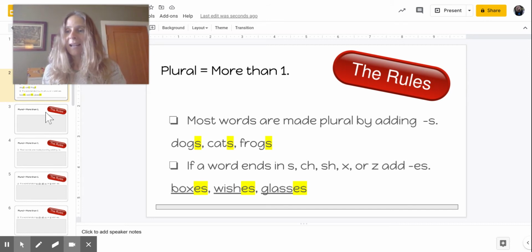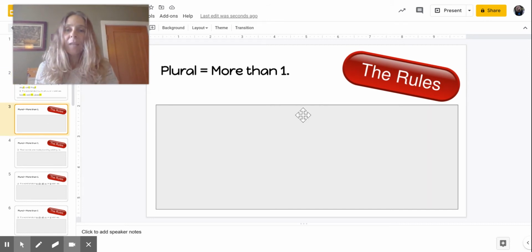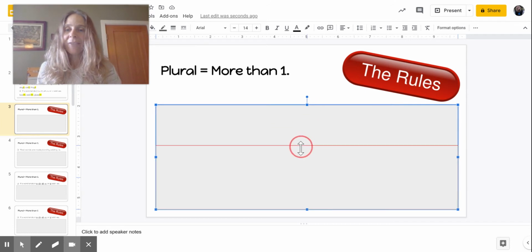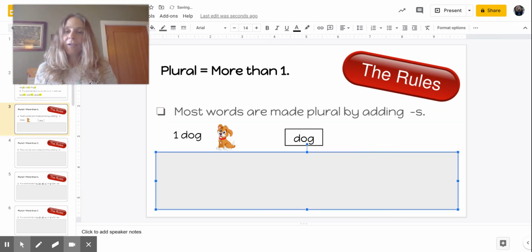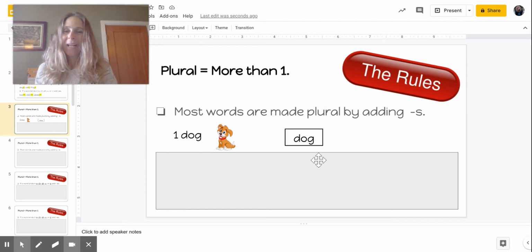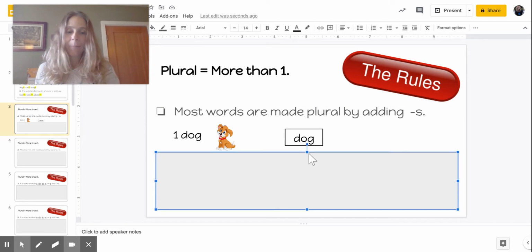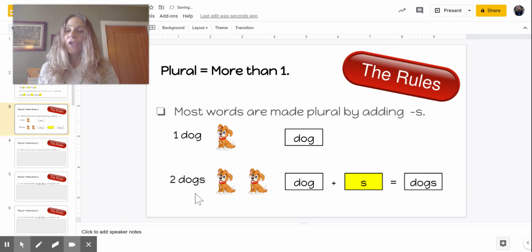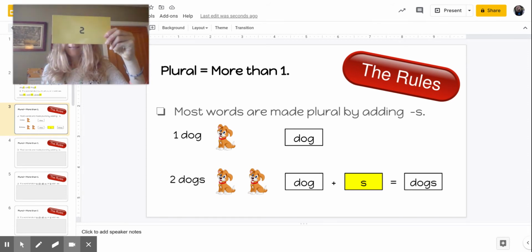Let me go to the next slide. So let's take a look. On this slide, I've got one dog. There he is, one little dog. But now, let's see, what happens if I have two dogs? I look at my base word dog, it ends with a G, so I just add an S and it's dogs, is how I would spell that. So I've got my suffix S.